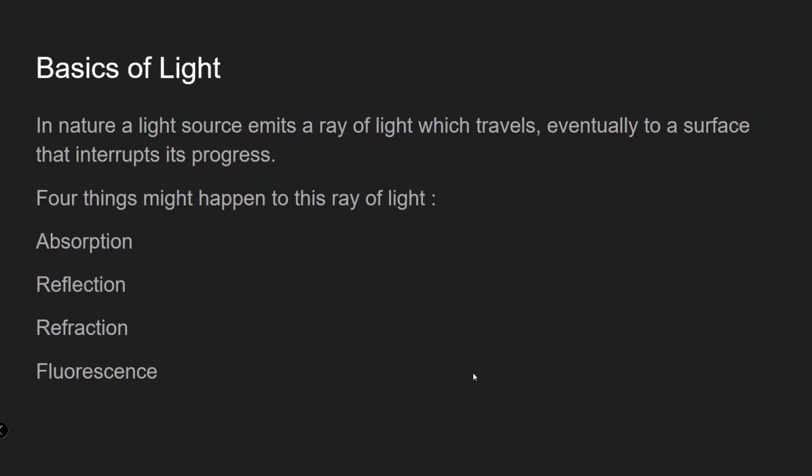So before we get into ray tracing, we should know the basics of light. In nature, a light source emits a ray of light which travels and eventually reaches a surface that interrupts its progress. Four things can happen to this ray of light: absorption, reflection, refraction, and fluorescence.